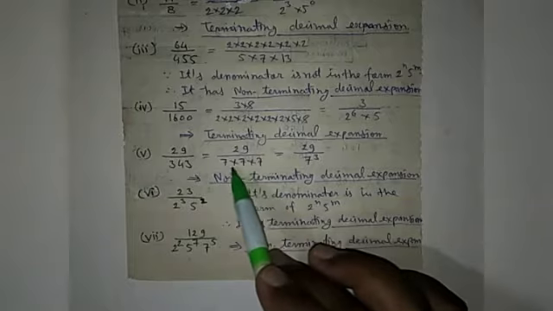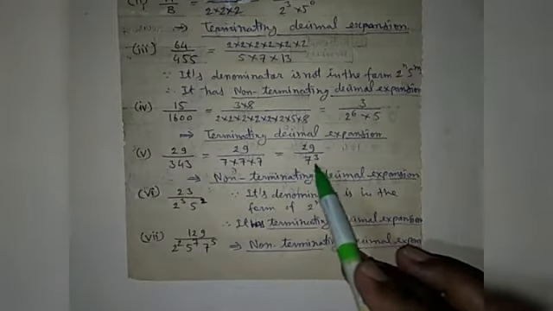In the fifth question, 29 upon 343. On factorization it will give the denominator 7 into 7 into 7, means 7 power 3. So as you see here the denominator contains 7 as a factor. It will not have factors of 2 and 5. So it is a non-terminating decimal expansion.